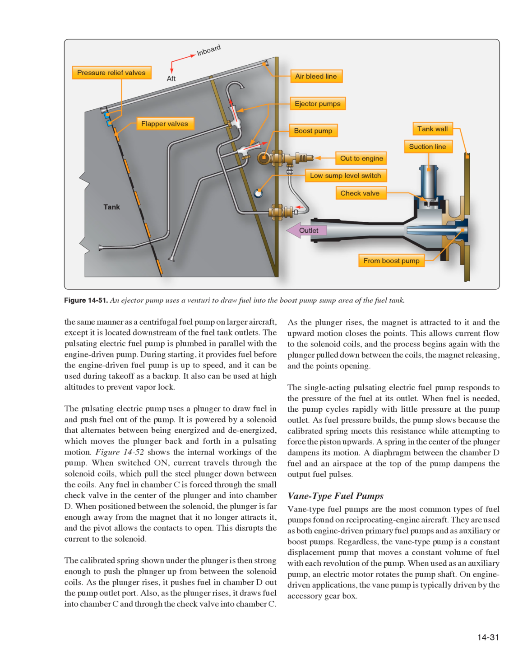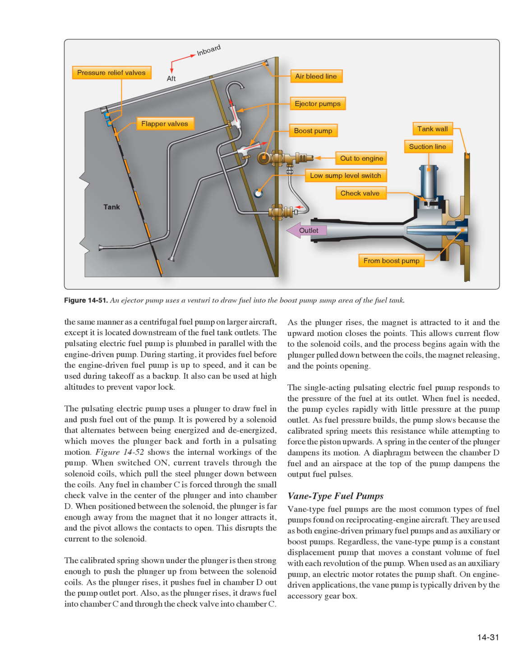This disrupts the current to the solenoid. The calibrated spring shown under the plunger is then strong enough to push the plunger up from between the solenoid coils. As the plunger rises, it pushes fuel in chamber D out the pump outlet port. Also, as the plunger rises, it draws fuel into chamber C and through the check valve. As the plunger rises, the magnet is attracted to it and the upward motion closes the points. This allows current flow to the solenoid coils, and the process begins again with the plunger pulled down between the coils, the magnet releasing, and the points opening.